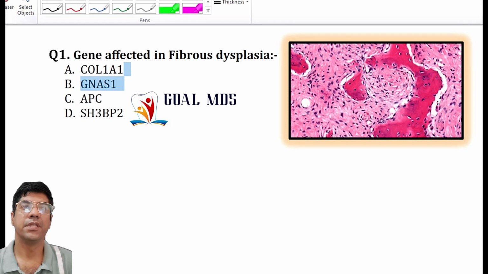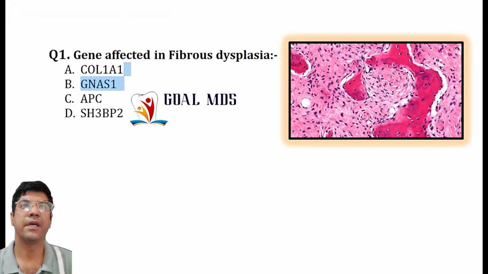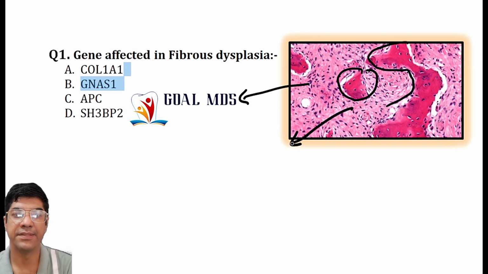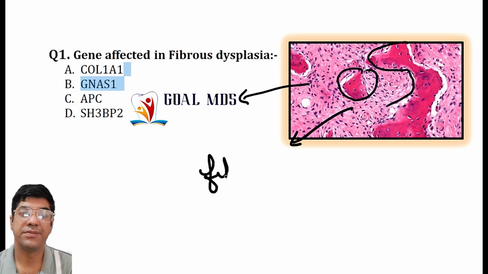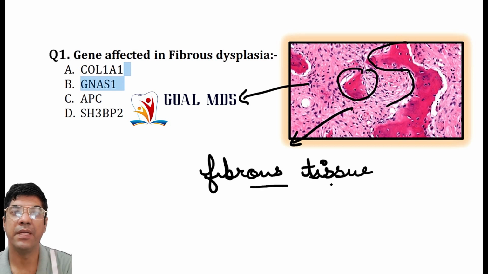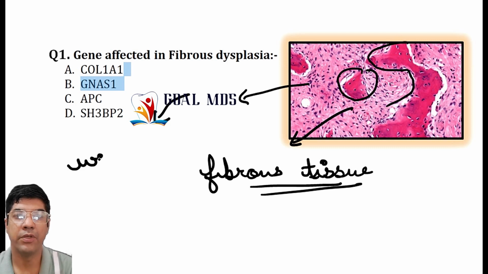So let us discuss our first question, the gene that is affected in fibrous dysplasia. First of all, you should know what fibrous dysplasia is. It is a bone disorder that is characterized by abnormal growth, and there is development of fibrous tissue in the place of bone. In place of the normal bone you will see fibrous tissue.